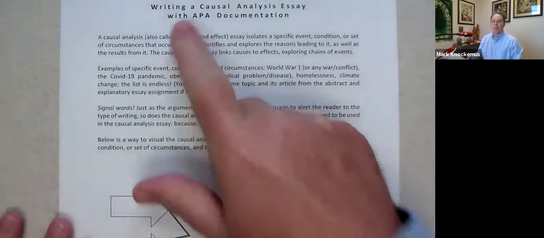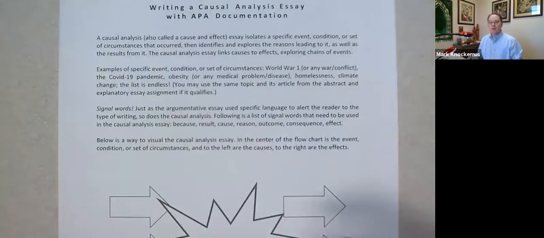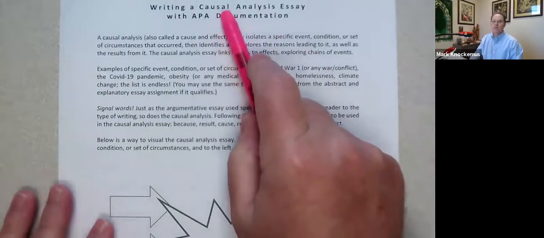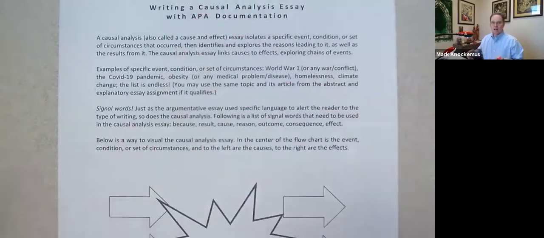APA along with MLA, these are the two most common methods for documenting a research essay. As we've been moving through the course, one thing that you've noticed is that we've been doing different types of writing. Each paper has employed a different writing strategy. And the strategy that we'll be using with this research essay is a causal analysis. And you can tell by the name what we'll be doing.